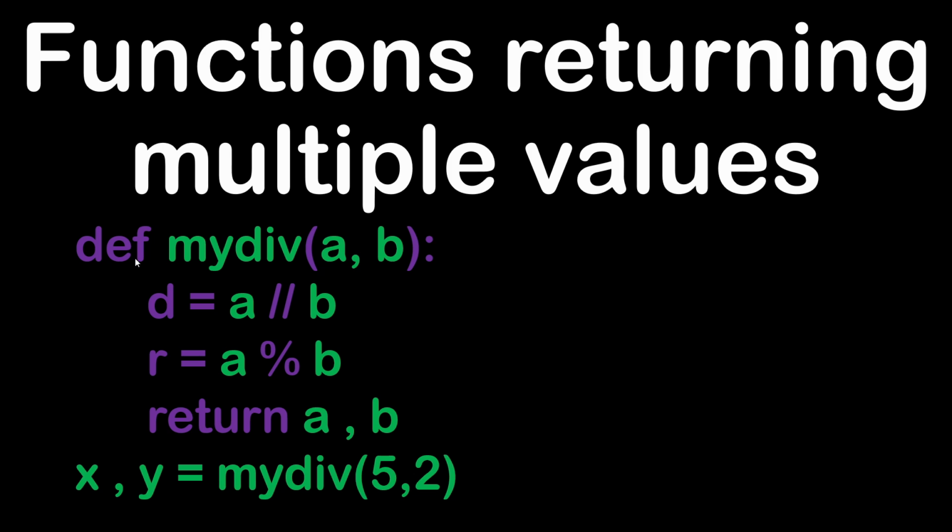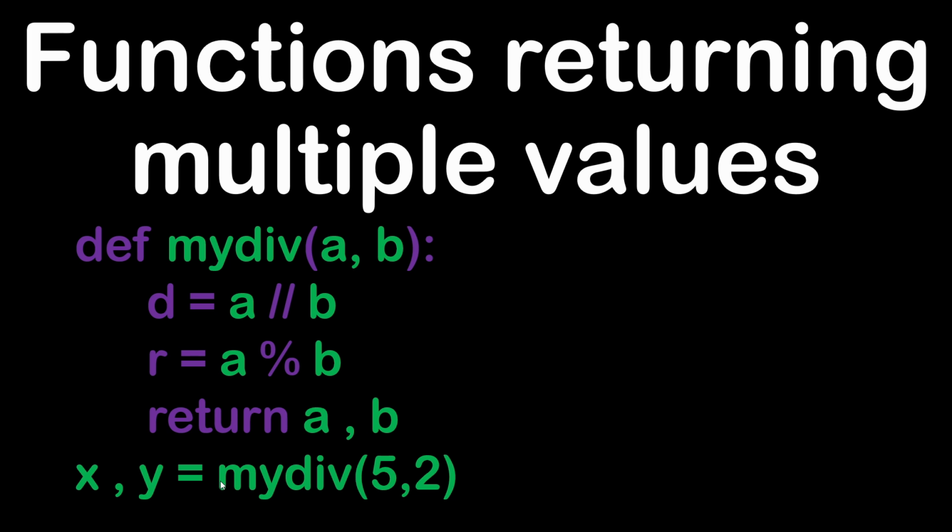Also, functions can return multiple values in Python, which wasn't really the case in different languages. So I will define my div with a and b here as parameters, and I will declare a new variable inside, d equal to a floor division by b, and a modulus b. These are d and r, the divisor and the rest of my division. And then I would like to return, instead of a and b here, d and r. So in this case, my function will return two values.